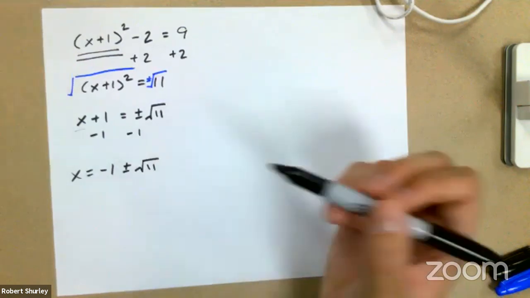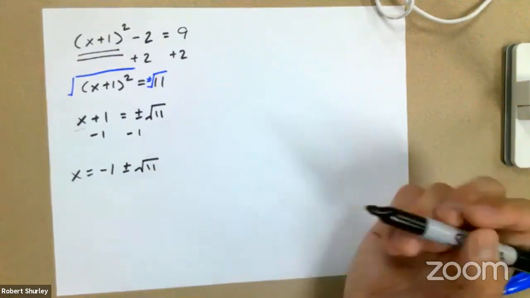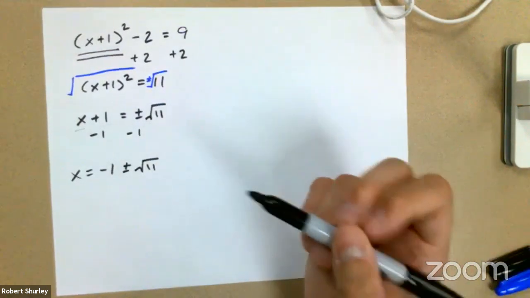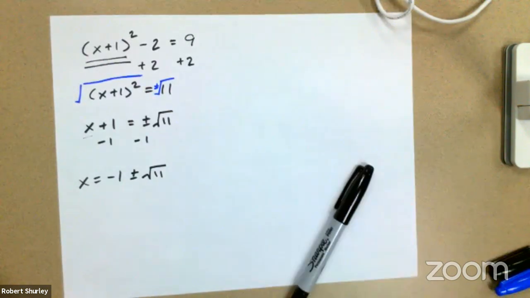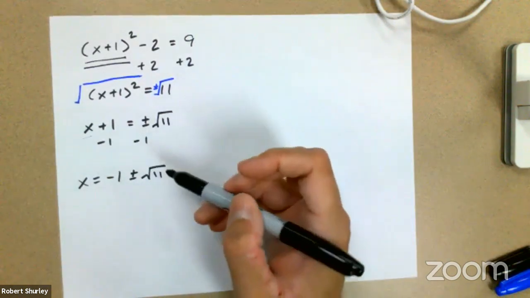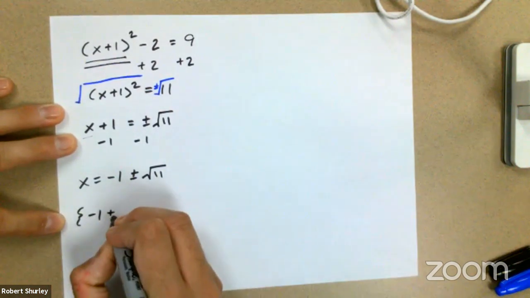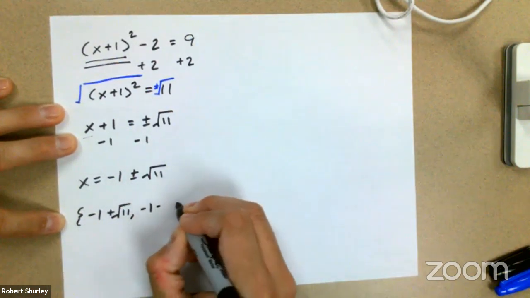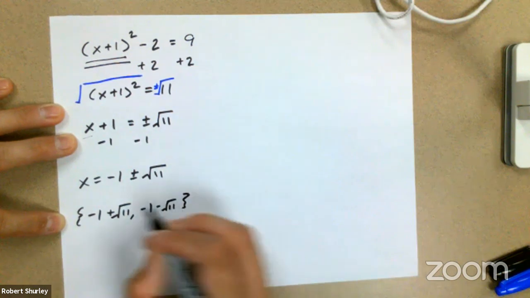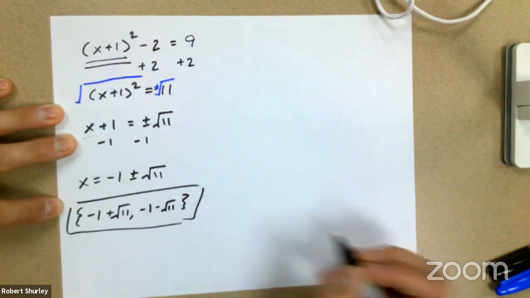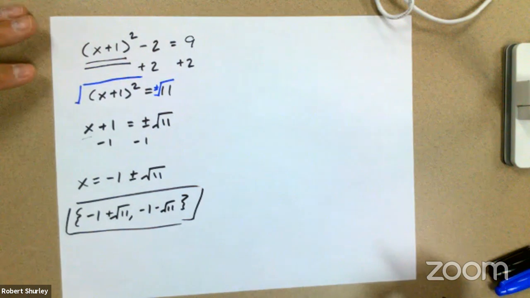Now, at this point, too, we need to see if we can simplify 11. 11 is a prime number. It is not going to simplify. So we're done, actually. So it's going to be written like this: -1 plus the square root of 11, -1 minus the square root of 11. That's going to be our two solutions.